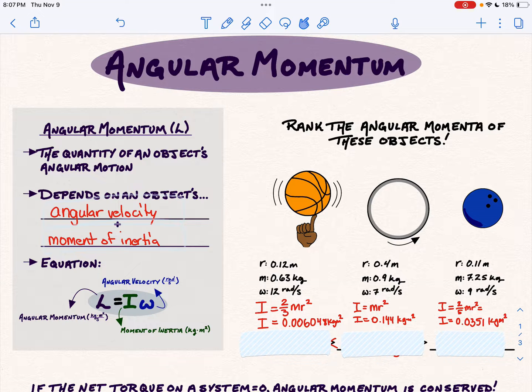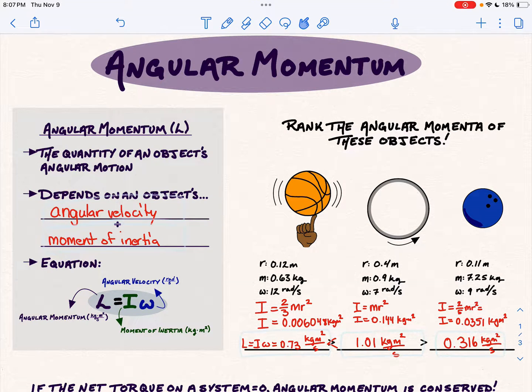The basketball, I used a hollow sphere of 2/3 mr squared. The hoop, I used a ring of mr squared. And the bowling ball, I used a solid sphere of 2/5 mr squared. The hoop, because it has the highest moment of inertia, also has the highest angular momentum, even though it is the slowest of the three.